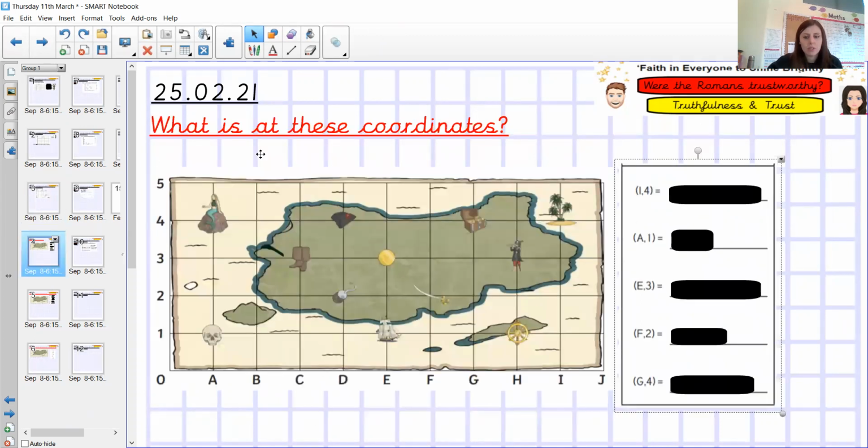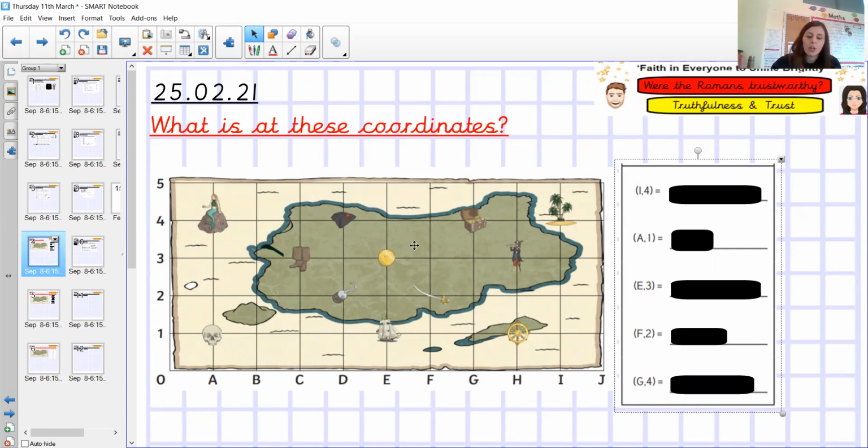Right, the next activity that we're going to have a look at together, to work out coordinates and understand what we're doing today, is this map of a pirate island. I've given you some coordinates in this one, and I want us to think about what is at these coordinates in our quadrant. Our x-axis in this one is a little bit different. It's lettered, sorry, and the y-axis is where we've got our numbers.